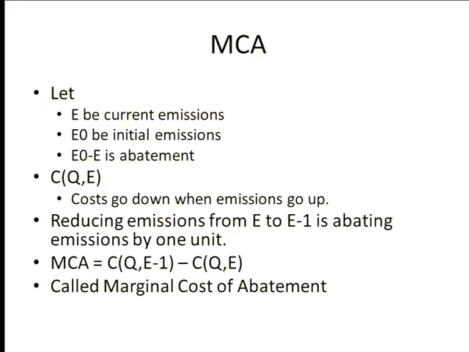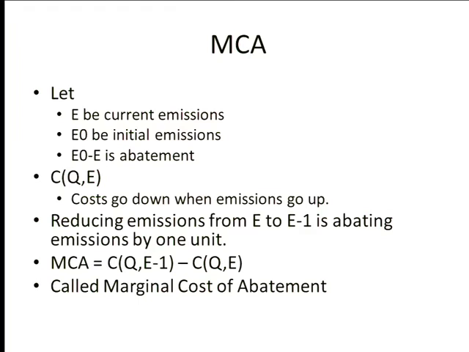Here is a cost function. Cost is the least amount of money necessary to make output Q, as usual, given that emissions will be E. So I just added a term. What you'd expect is that as you are allowed to emit more, your costs will either go down or at least not go up, or as you're forced to abate, your costs will go up. So C ought to be decreasing in E.